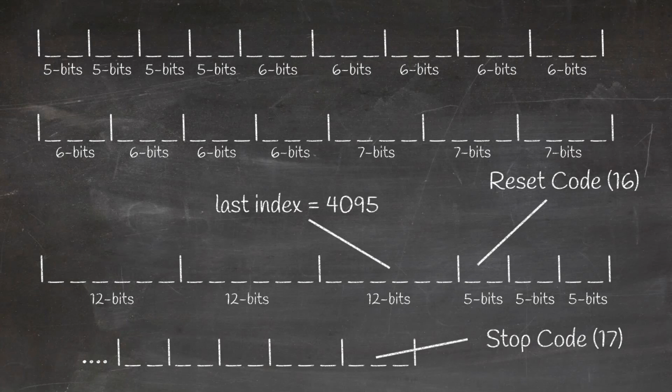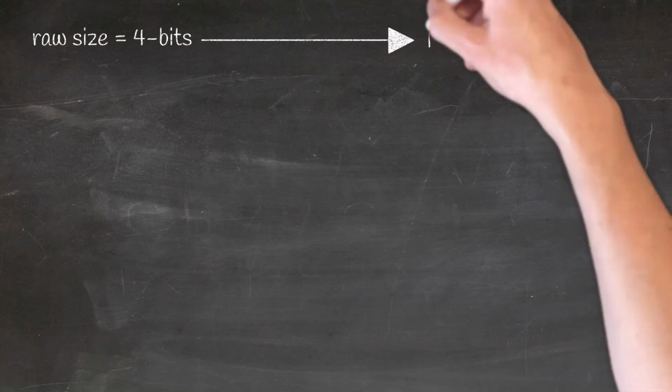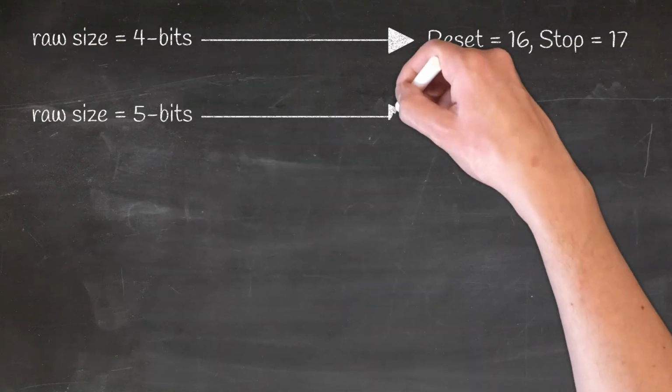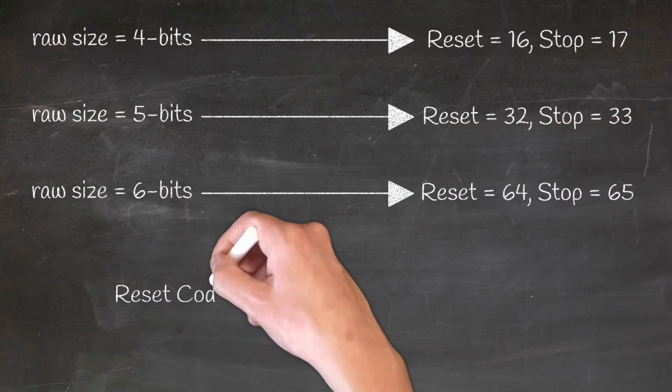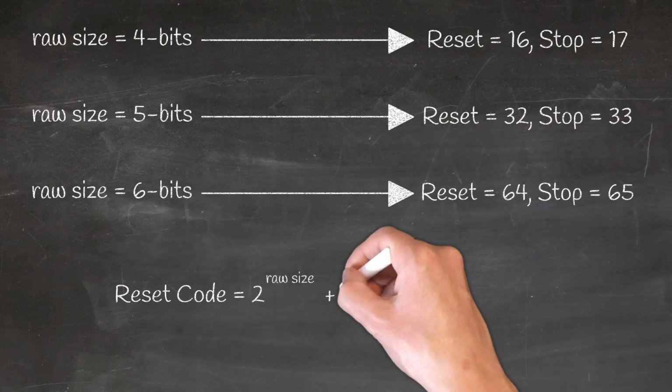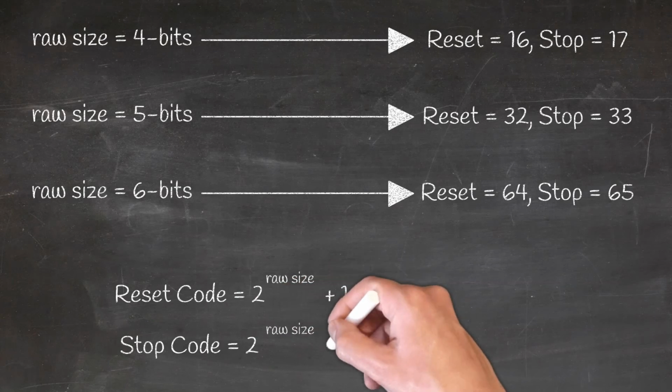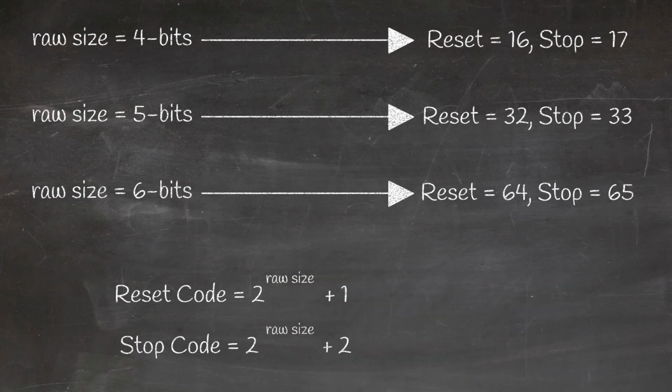So actually not exactly 16 and 17, it depends on your size. If you are using 8 bits data, then you start with 9 bits and we'll use 256 as reset and 257 as end. If you're having 4 bits data, you'll use 16 and 17 and so on. It could be 32 and 33, it could be 64 and 65. It depends on your initial length.